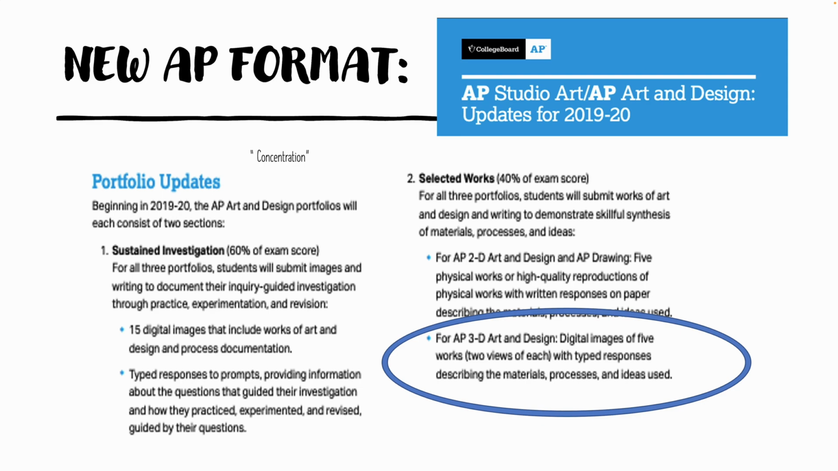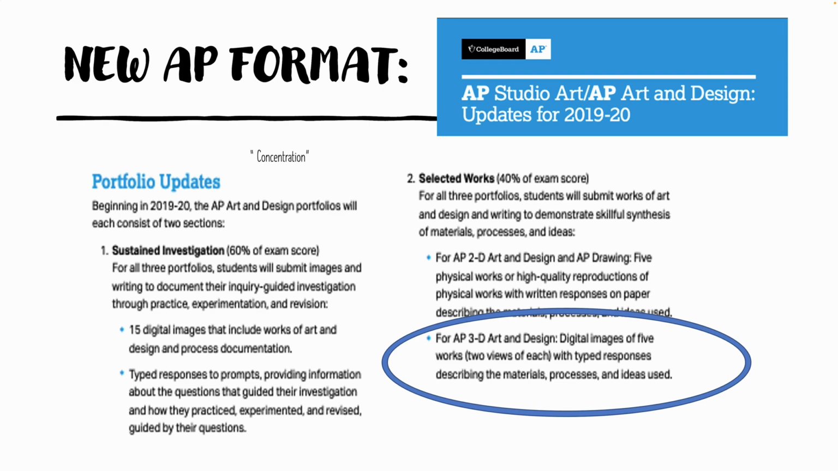In 2019, AP 3D, 2D, and digital art underwent a redesign. This has been a good thing. What we used to call a concentration or focus for the AP portfolio, which by the way takes the place of the AP exam, the portfolio is uploaded to a digital platform and then graded by AP readers. The portfolio now consists of two parts. 60% is the sustained investigation, and 40% of the score is for selected works.